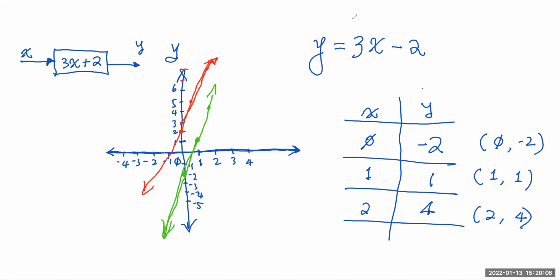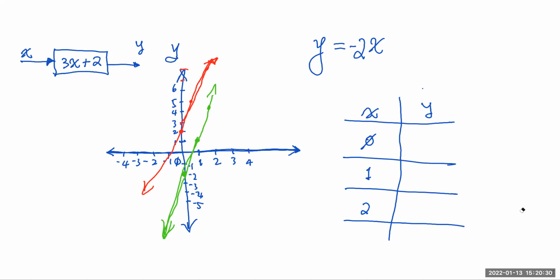Okay, I'm going to do the last one. This will become -2, and this will be, let's just do -2. Now, when x is 0, what's our y? It would just be 0, right? Yep.